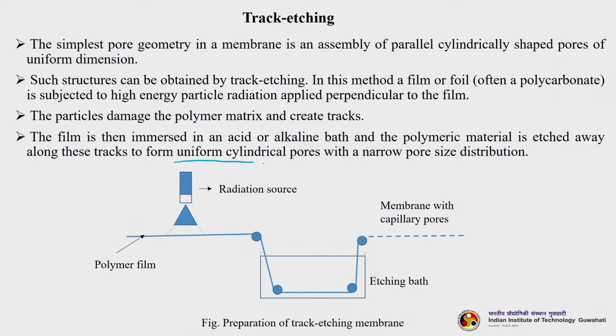So, now that film is subjected to high energy particle radiation, okay, applied perpendicular to the film. So, what is this radiation doing? The radiation is damaging the polymer matrix basically by creating tracks or cracks, whatever you can call them. So, in the earlier slide what we discussed about stretching, the stretching was done mechanically. Here actually we are not doing stretching, we are creating the same tracks or cracks by radiation. So, the film is then immersed in an acid or alkaline bath, and the polymeric material is etched away along these tracks to form uniform cylindrical pores with a narrow pore size distribution. So, you get very nice uniform cylindrical pores with a narrow pore size distribution.